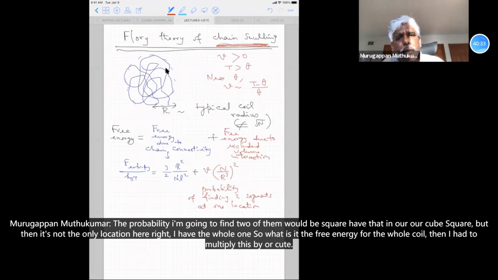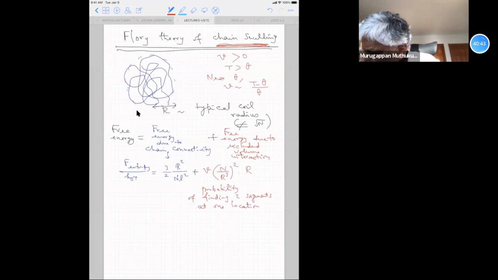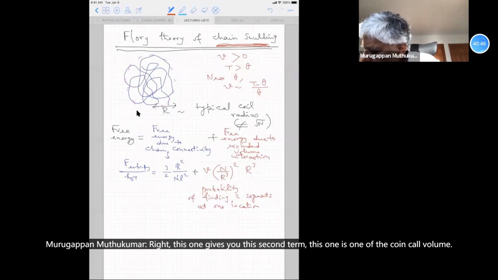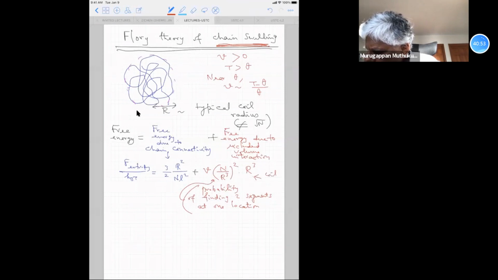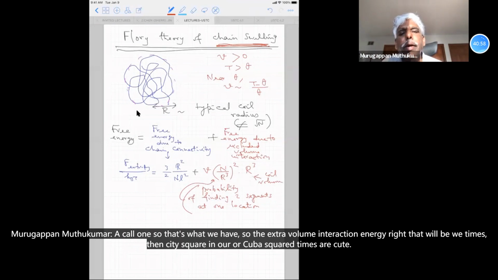But then it's not the only location here, right? I have the whole volume. So what is the free energy for the whole coil? Then I have to multiply this by R cubed. This one gives this second term. This one is the volume of the coil. So the excluded volume interaction energy will be V times density squared, N over R cubed squared, times R cubed.